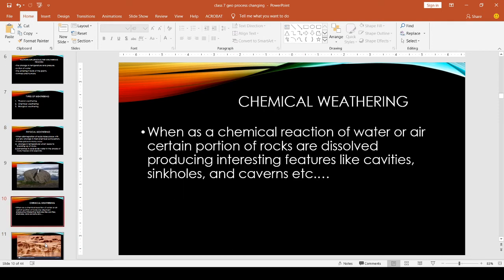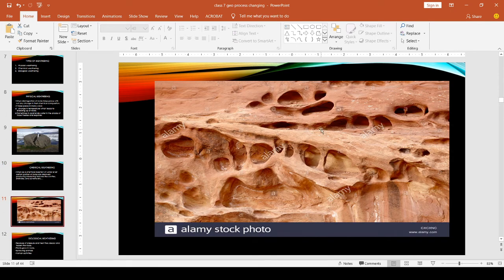The second type of weathering is chemical weathering. When the chemical reaction of water or air causes some portions of the rocks to dissolve, and they produce other features like cavities, holes, caves, etc., that is known as chemical weathering. See, because of some process, the rocks make holes, or sometimes it is like a cave or some cavities we can see. So this is known as chemical weathering. Okay.